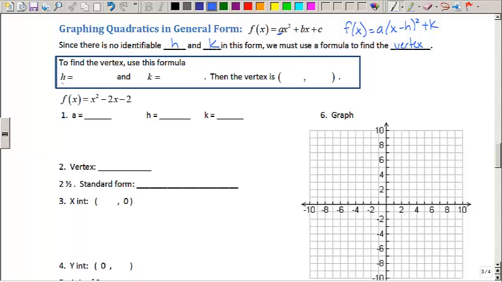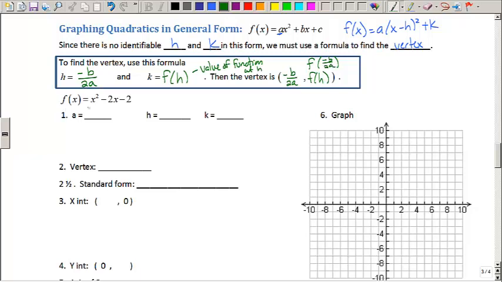So we must use a formula to find the h and k in order to find the vertex. Our formula for h is found by taking the opposite of b over 2a. H is equal to negative b over 2a. And to find k, we evaluate the function at h, the h you just found. Notice this is the value of the function at h. So that means that the vertex is negative b over 2a, comma, f of h. Or you can think of that as f of negative b over 2a.